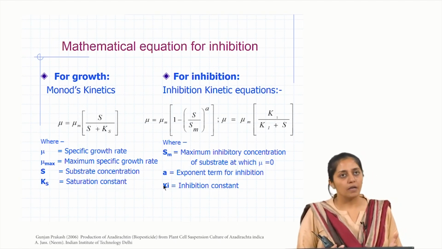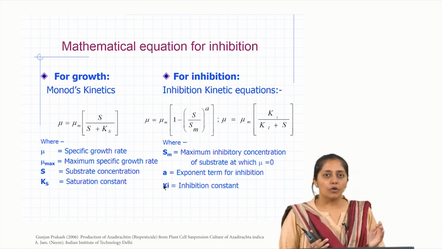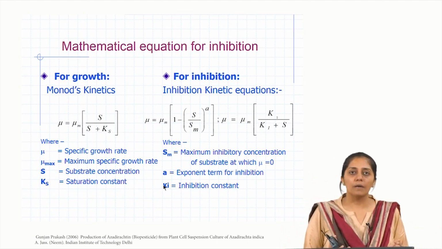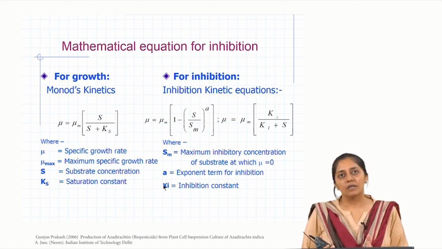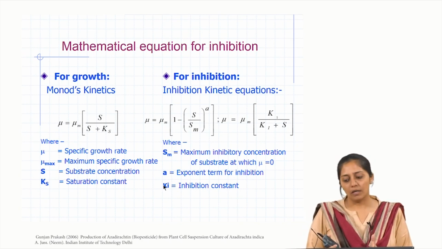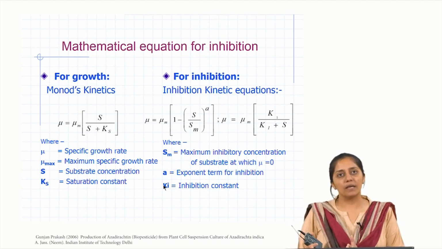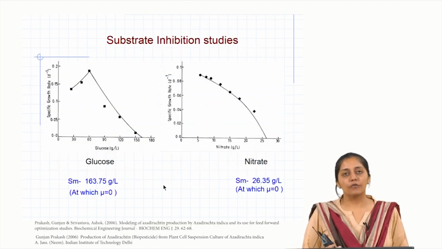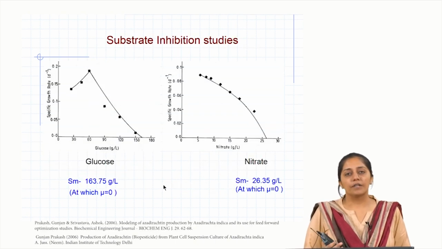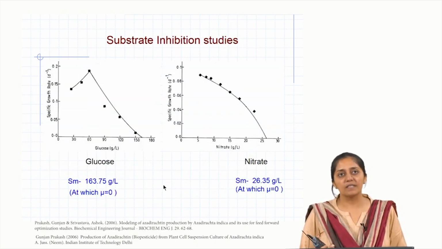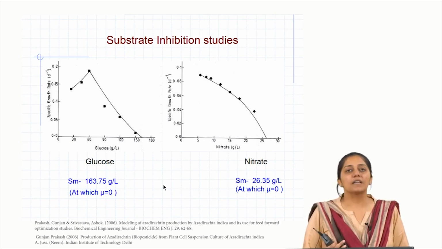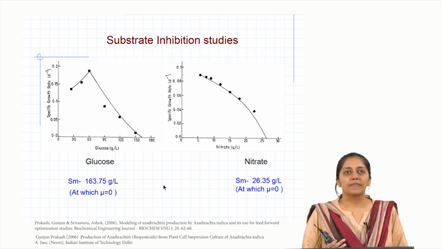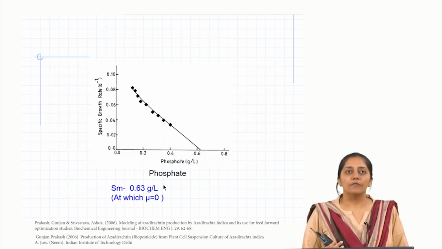The different model equations which were incorporated to account for growth and for inhibition were as follows. If you can see on the slide, for growth they picked up Monod's model, and for defining inhibition they picked up Luong's model and also the asymptotic inhibition kinetics. They tried to fit the data for substrate inhibition for different rate limiting substrates. The substrate inhibition studies were carried out with respect to glucose, nitrate and phosphate.